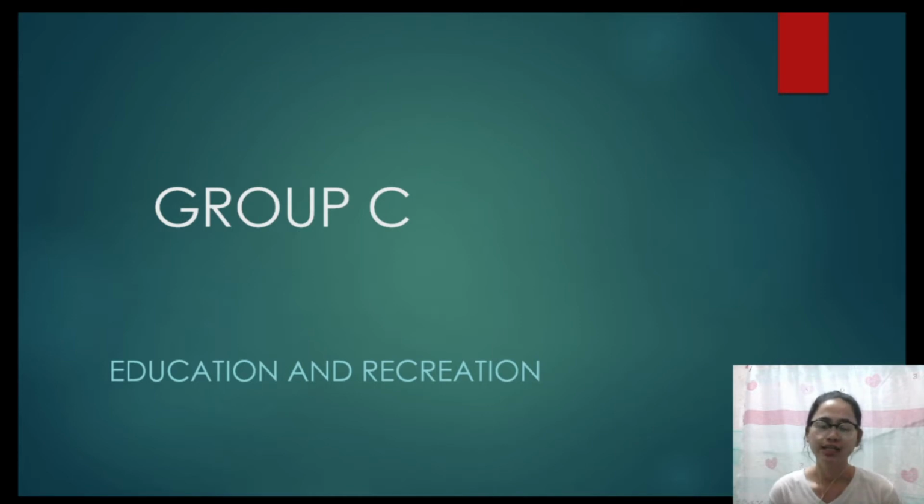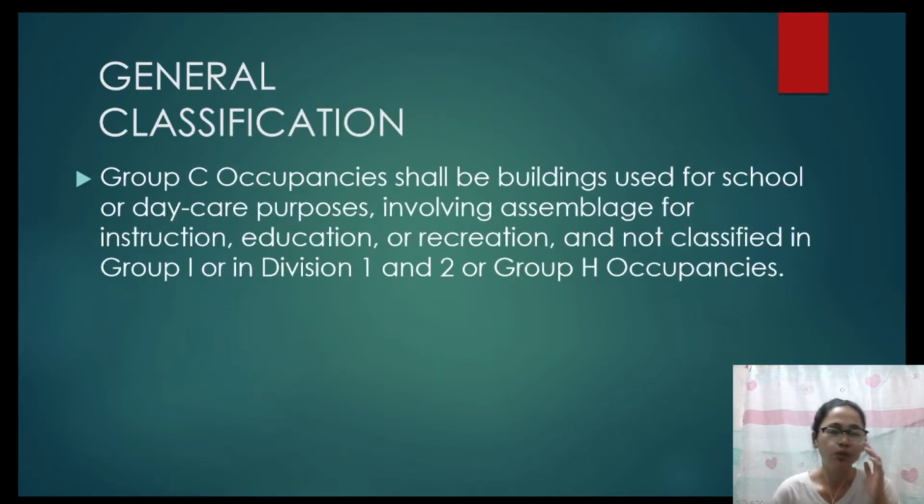First is the Group C occupancies, which is education and recreation. Occupancy has 10 classifications, further subdivided into 25 divisions, and again divided according to their zoning classification. According to NBCP, Rule Number 7, Section 701, Occupancy Classified: Group C occupancies shall be buildings used for school or daycare purposes, involving assemblage for instruction, education, or recreation, and not classified in Group I and Group H occupancies.